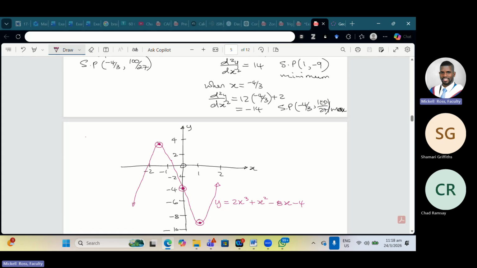Remember, 100 divided by 27, this is about 3.7, thereabout. So that's why I see it's not exactly at 4, it's about here. So that's about 3.7. So it's not exactly 4.